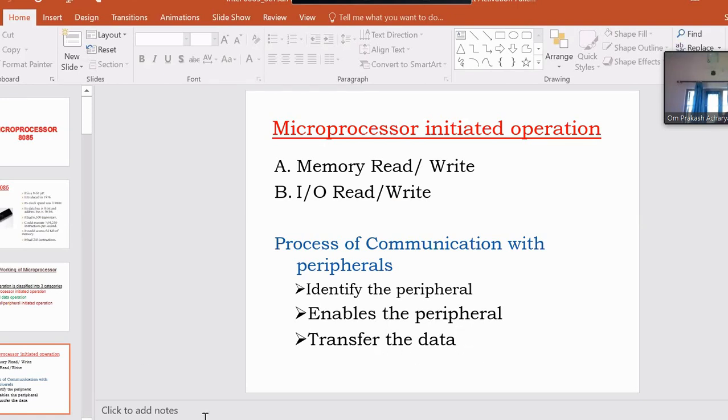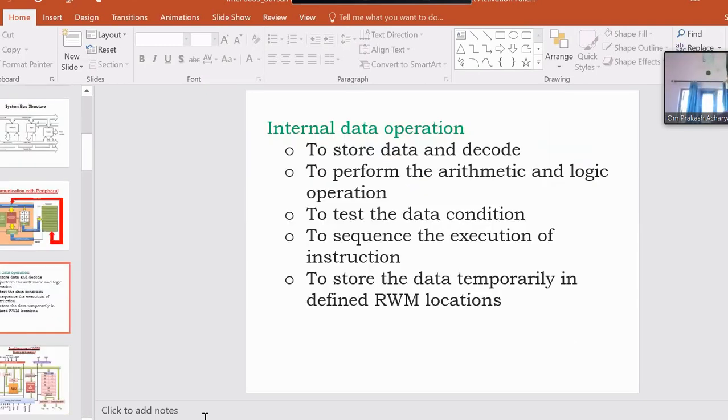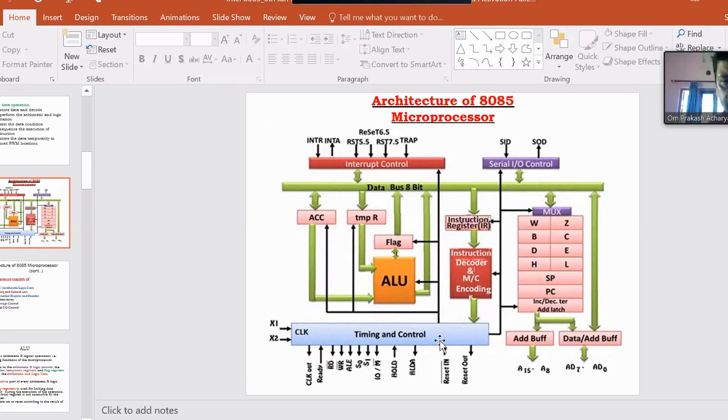So these two slides you have to take care of. This slide and this slide, you should keep in your mind every time. How that operation is going on, we will discuss a little now, and summarize this thing completely. Then these are the instructions. There are different architecture blocks, so there are many.